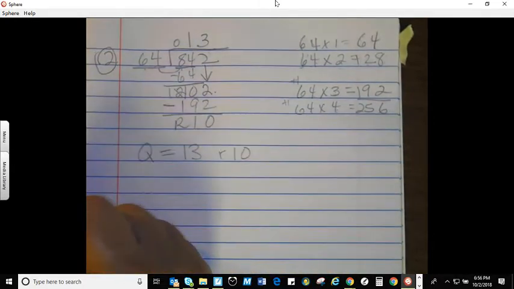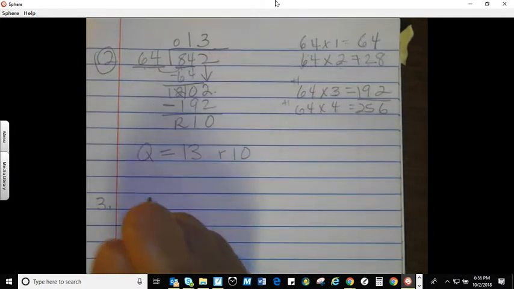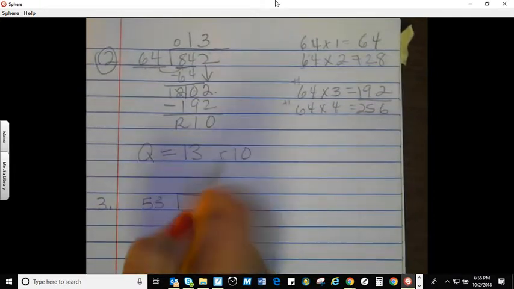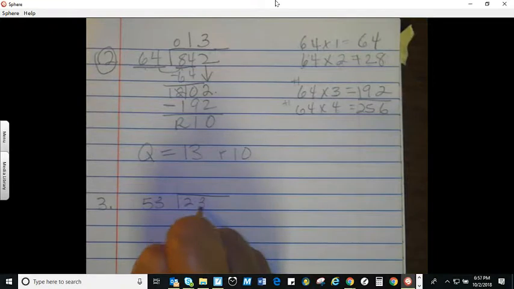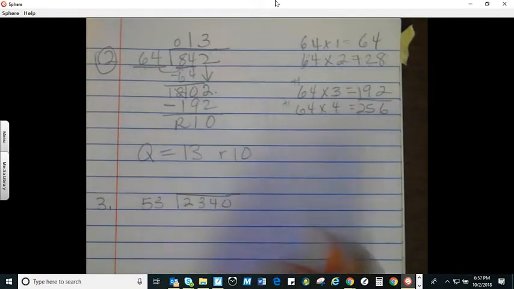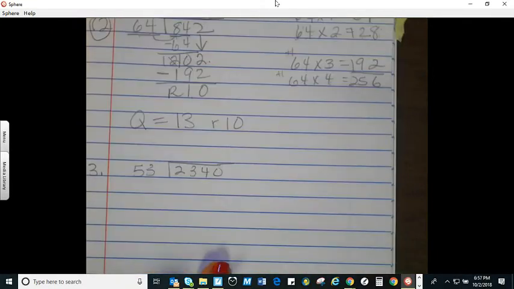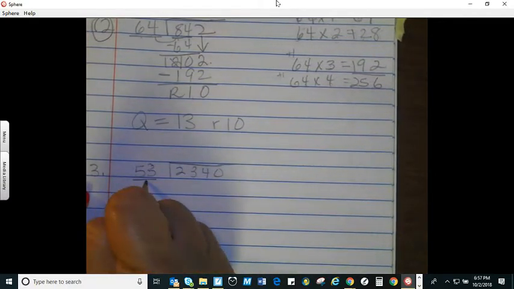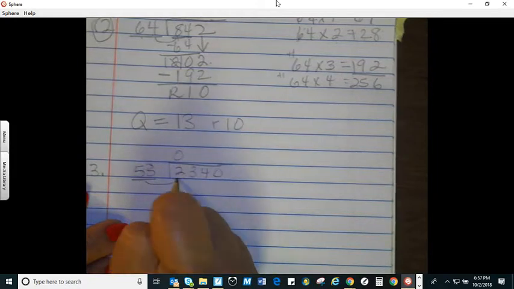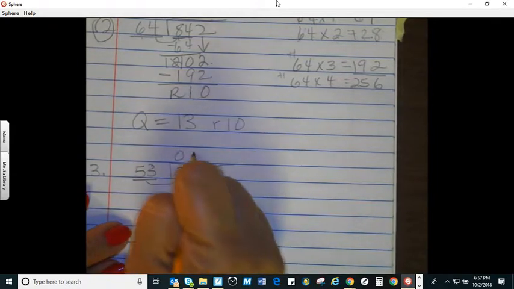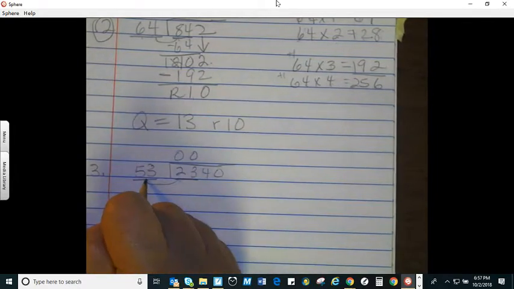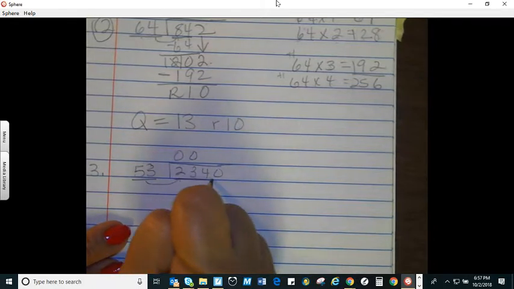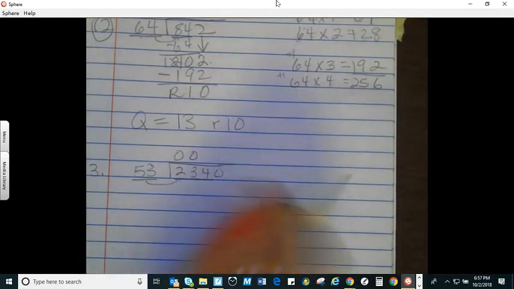Number 3, 53 goes into 2,340. You see how I'm spacing out my numbers? Please make sure that you're not crowding in. Okay, again, I'm going to ask myself, 53 cannot go into 2. 53 cannot go into 23. This 23 is still smaller than the 53. So now I'm going over to the 234.